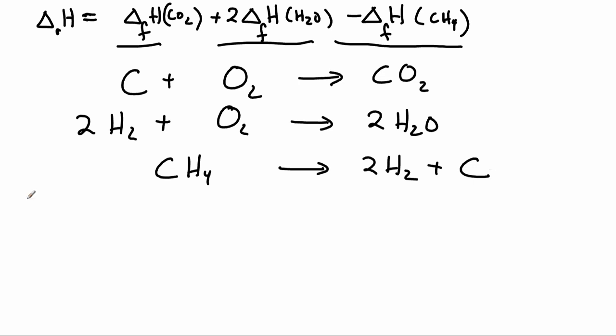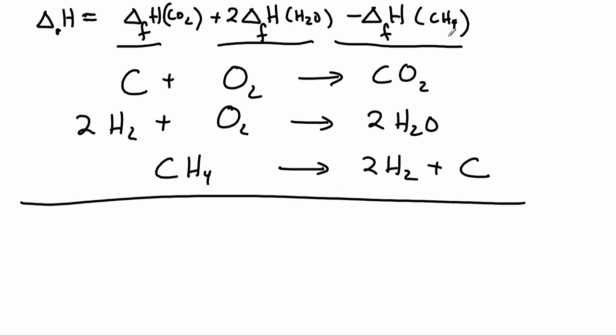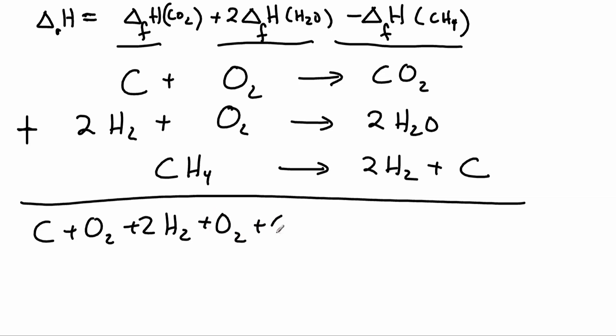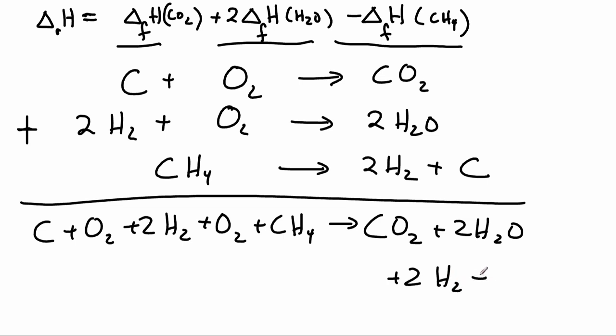Okay, so the idea is that if we add up all these pieces, we should get our original reaction back. So we're just going to say we're adding these up, adding all these things up and seeing what we get. So we've got carbon, oxygen, 2H2, another oxygen, CH4, going to CO2 plus 2 waters plus 2H2 plus carbon. But notice that there's stuff that's the same on both sides.